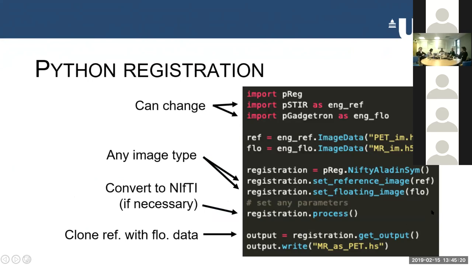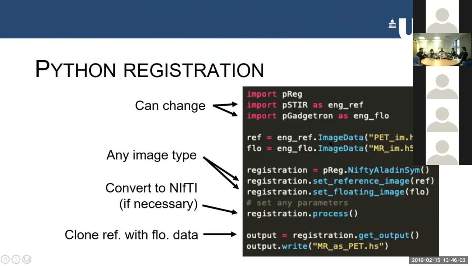So here on the right, you can see I've kept this pretty short. This is a Python example, and the interesting thing here, what I'm trying to draw attention to, is the idea that the image types can be of any different type. So I'm saying the thing that I'm going to refer to as my reference engine is going to be PSTIR. The thing that I'm going to refer to as my floating engine is going to be P-gadatron. And obviously, they can change however you want. It could be P-reg if you wanted to read it as a nifty, PSTIR, or P-gadatron in the future with the reaction engines. They could be other things as well.